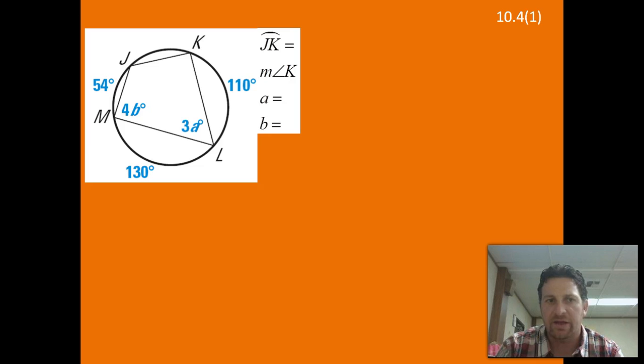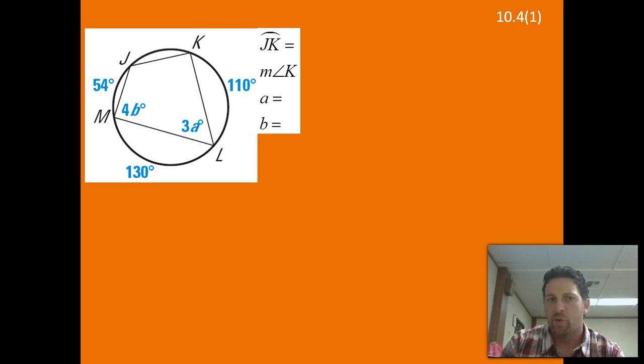Just keep in mind that if you have a quadrilateral inscribed inside a circle, that theorem says opposite angles will be supplementary. As we look at this, we might need that, we may not. Let's just get into it. If you look at JK here, they want us to figure out the arc of JK.